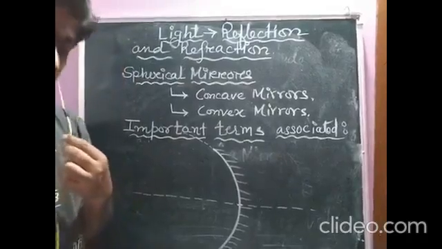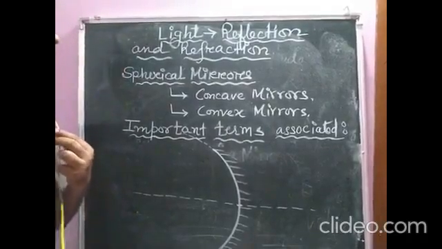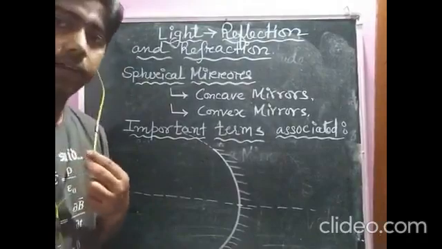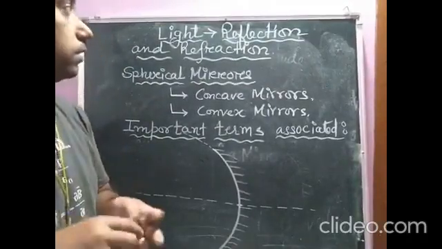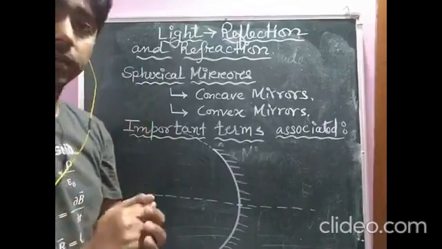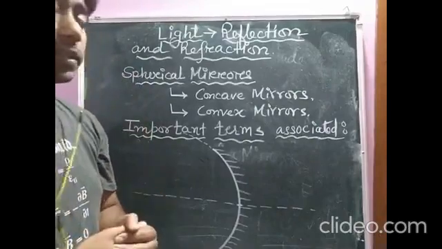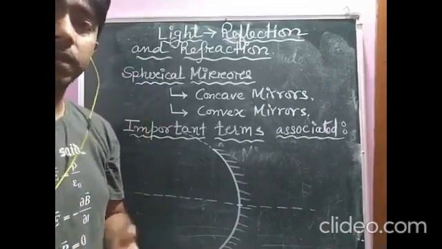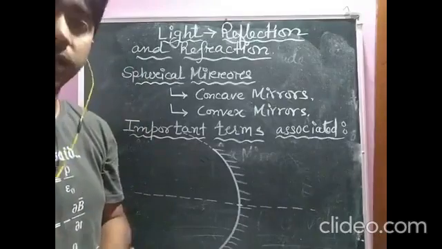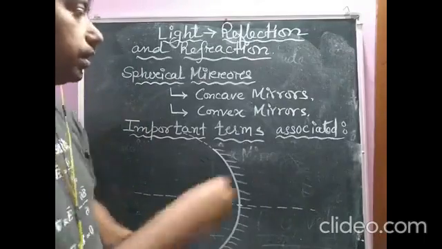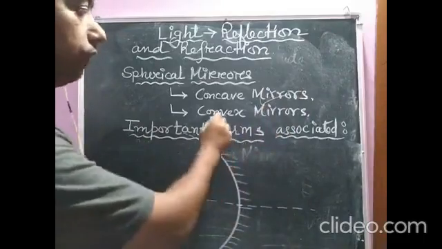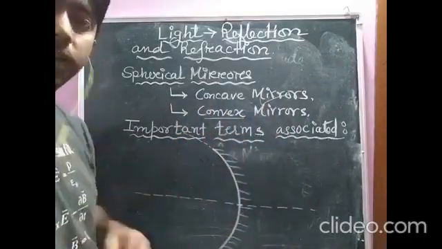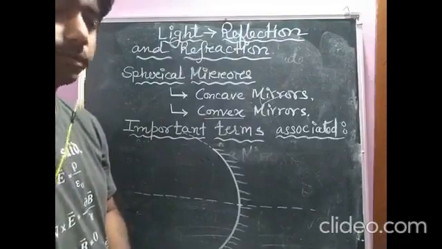Welcome back everyone. This is the second part of the chapter reflection and refraction, which is part of the physics class 10 syllabus. In the last video we discussed spherical mirrors. What are they and what are their types? We learned about the concave mirror and then we discussed the convex mirror. I hope you remember and you have seen the earlier video.